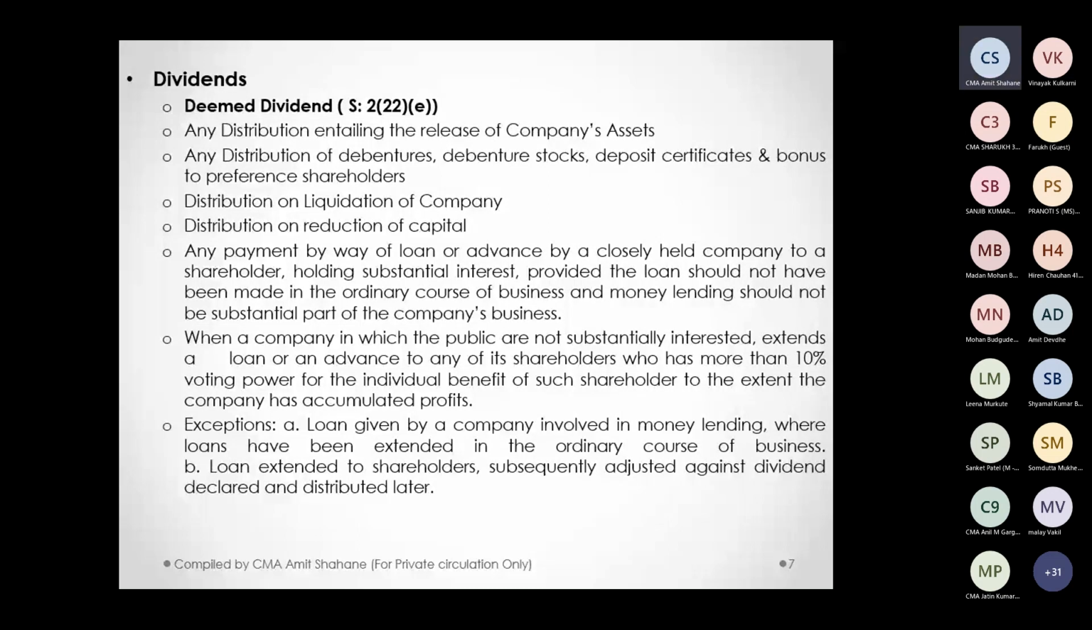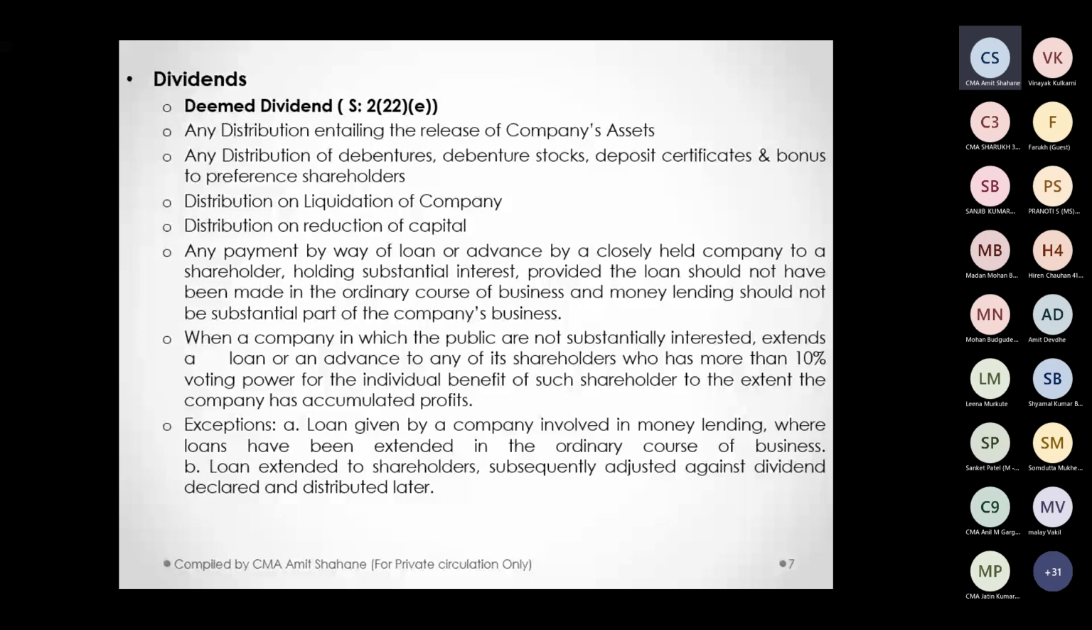Right? So it should not be a regular business of the SSE. Similarly, when a company in which the public are not substantially interested, that means typically the non-listed companies, extends a loan or advance to any of its shareholders who has more than 10% voting power for the individual benefit of such shareholder, to the extent the company has accumulated profit.